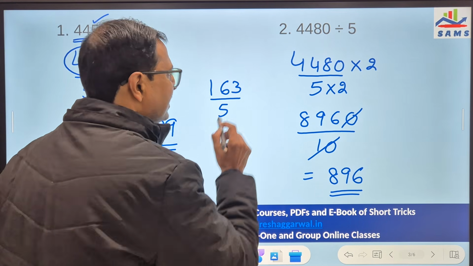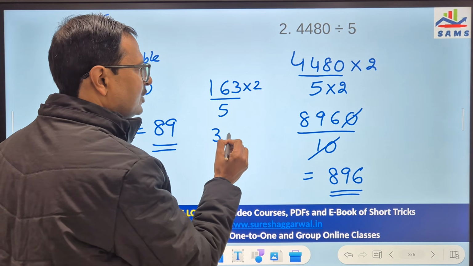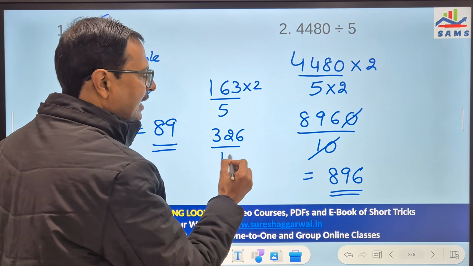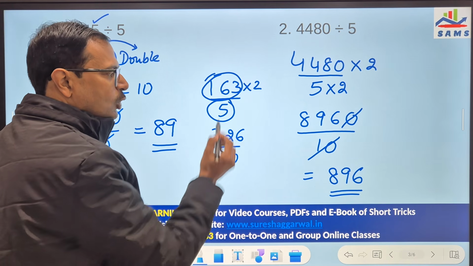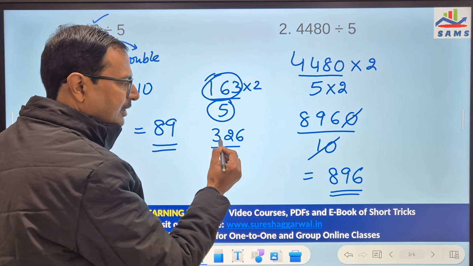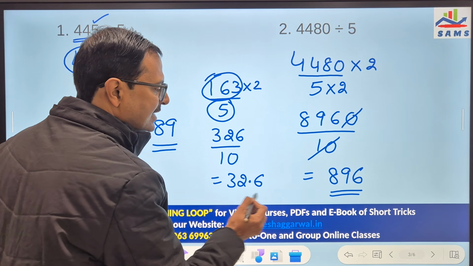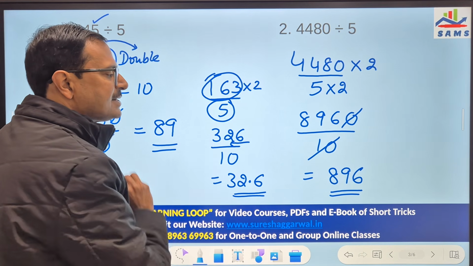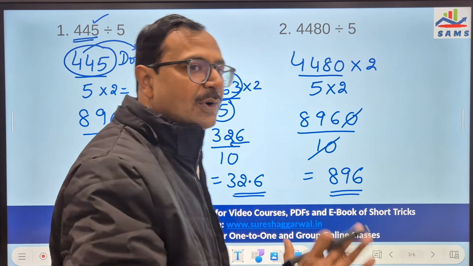So what will happen is, I'll take double of this, right? So this becomes 326 and divided by 10. I double this and I double this also. So 32.6 will be my answer because I have to put a decimal 1 digit from the right hand side of this number. So likewise, the skill works for all numbers.